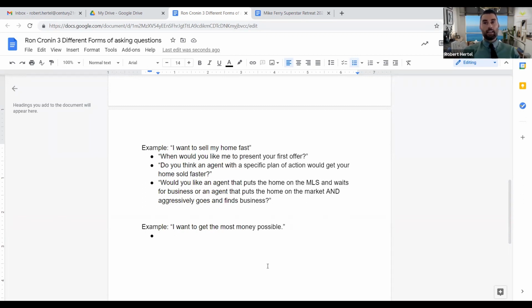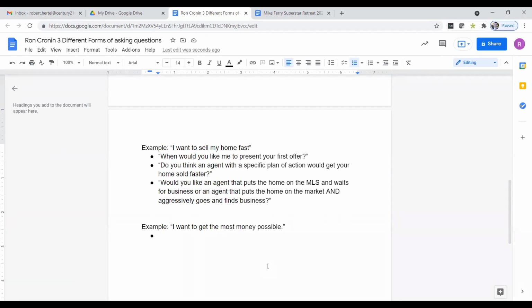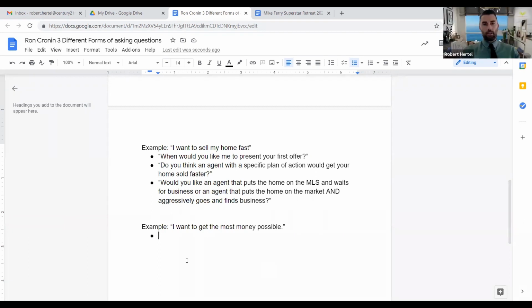Just in case anyone's wondering, I can do it on my own if I want to. Does the question need to be adjusted? So, take this. Just like I did here, where the seller says, "I want to sell my home fast," and I took my answer and put it into three different question formats. So the seller says, "I want to get the most money possible." Using these rules, open-ended, yes or no, or A and B, what is an easy, simple response, don't overthink it, to that question? I'll give you a hint. You could use the same one from the previous ones.